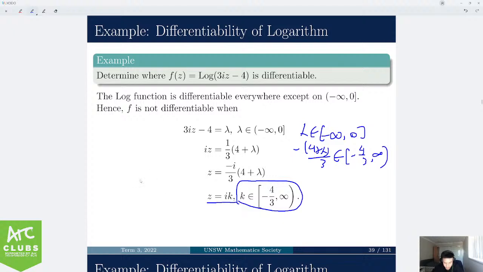So this is the branch cut along the imaginary axis, from minus 4 on 3i going upwards, and these are the set of points where the log, this f of z, is not differentiable.